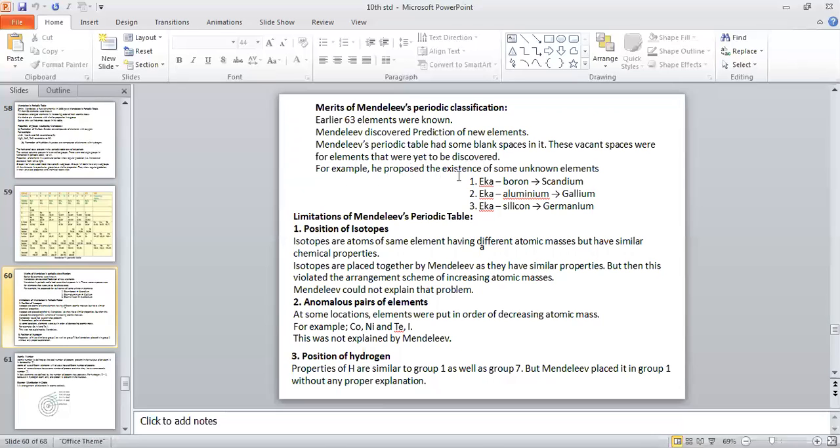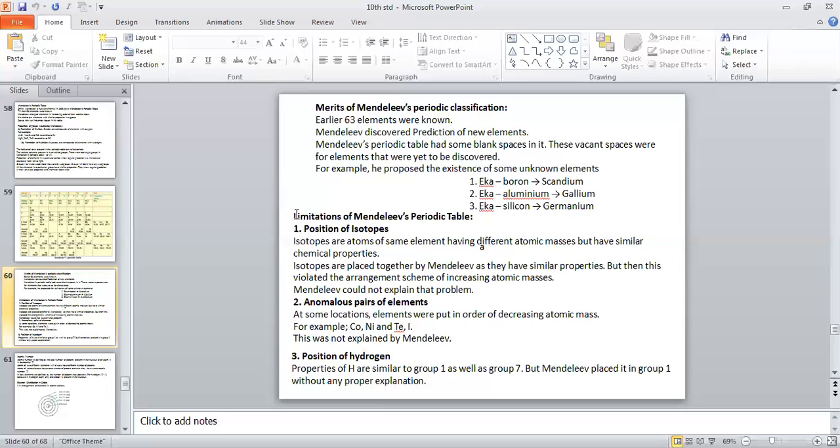He proposed the existence of some unknown elements and gave names as Eka boron, Eka aluminum, Eka silicon. So Eka boron was named scandium after discovery. Eka aluminum was named gallium after discovery, and Eka silicon is germanium. So remember these names also. Eka boron means scandium, Eka aluminum means gallium, and Eka silicon means germanium.